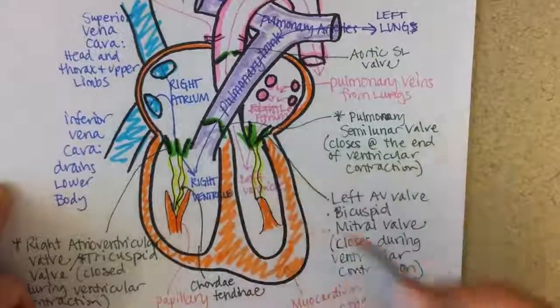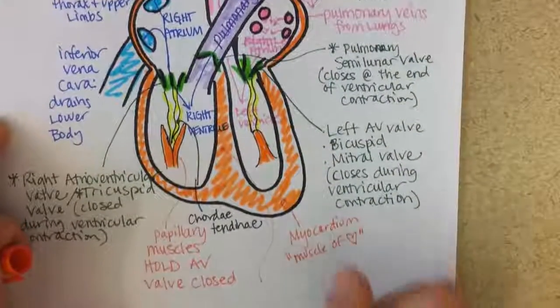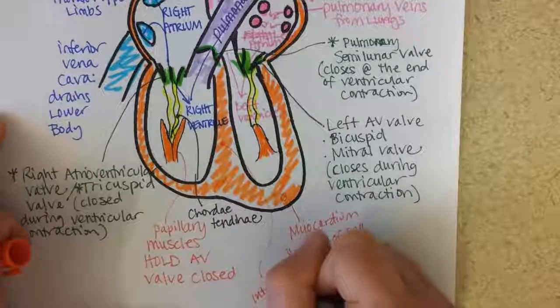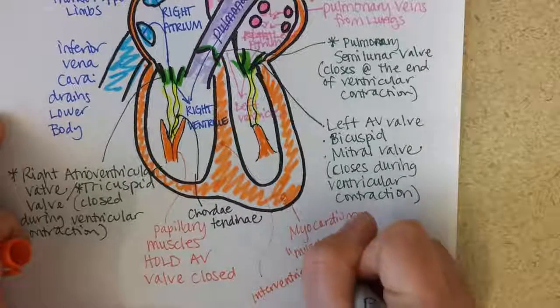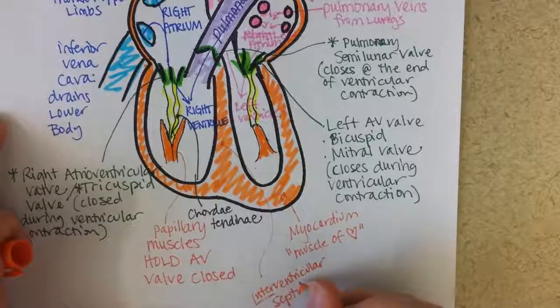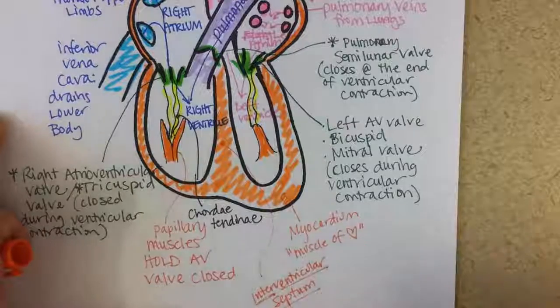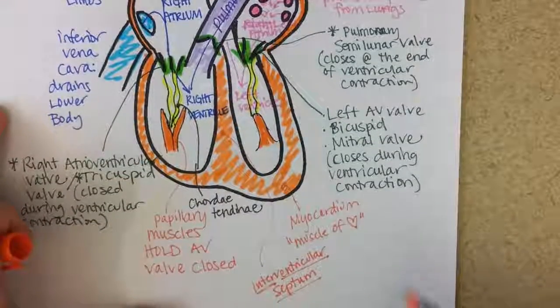And then this part in the middle is the interventricular septum, but it's muscle too. It gets its name because it divides, so it's between, inter means between the ventricles, and a septum is a wall. So it's the wall between the two ventricles.